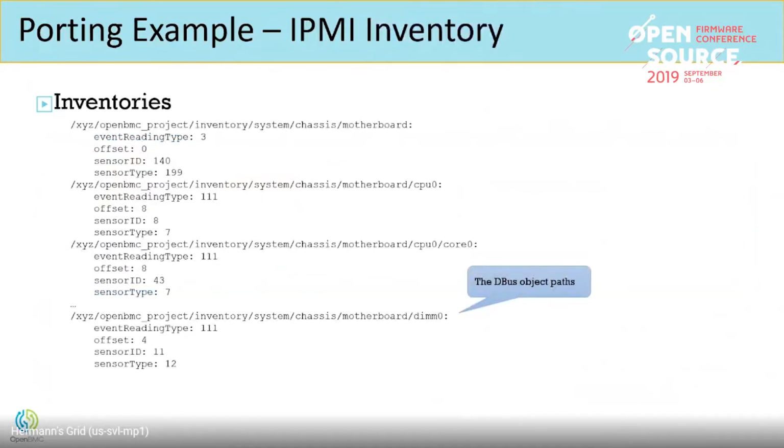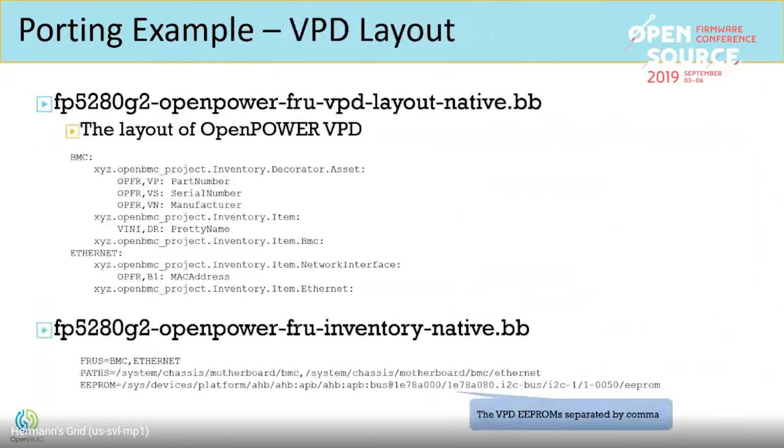Then we need to specify the inventories. That is kind of simple because the main part is the dbus object path. And that part is for IPMI. I am not very familiar with that. If you have questions, you can send them to the mailing list or you can contact Tom and Deepak. They are way more familiar than me.